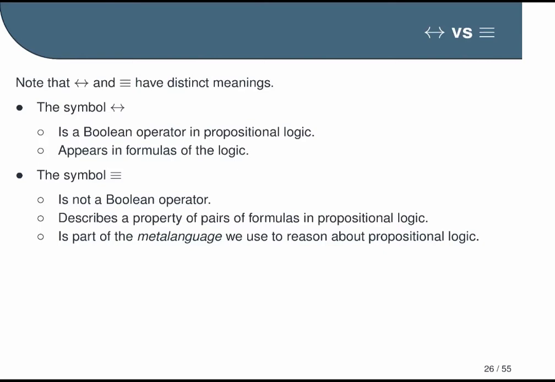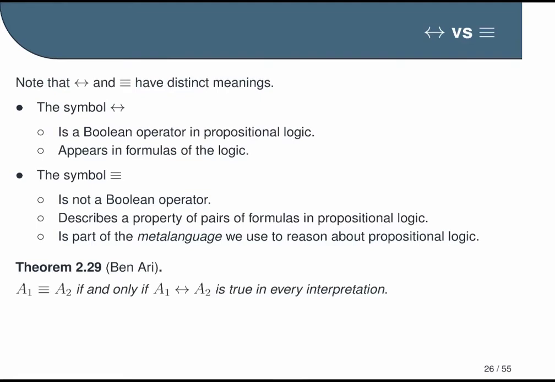Now, having said that, it's very reasonable to think there must be some connection between the meaning of these two symbols, and even though we want to keep them separate, there is in fact a connection. And it is expressed by this theorem, which is that A sub 1 is equivalent to A sub 2 if and only if combining these two formulas to form a new formula with the bijection operator creates a statement that is true for every interpretation.